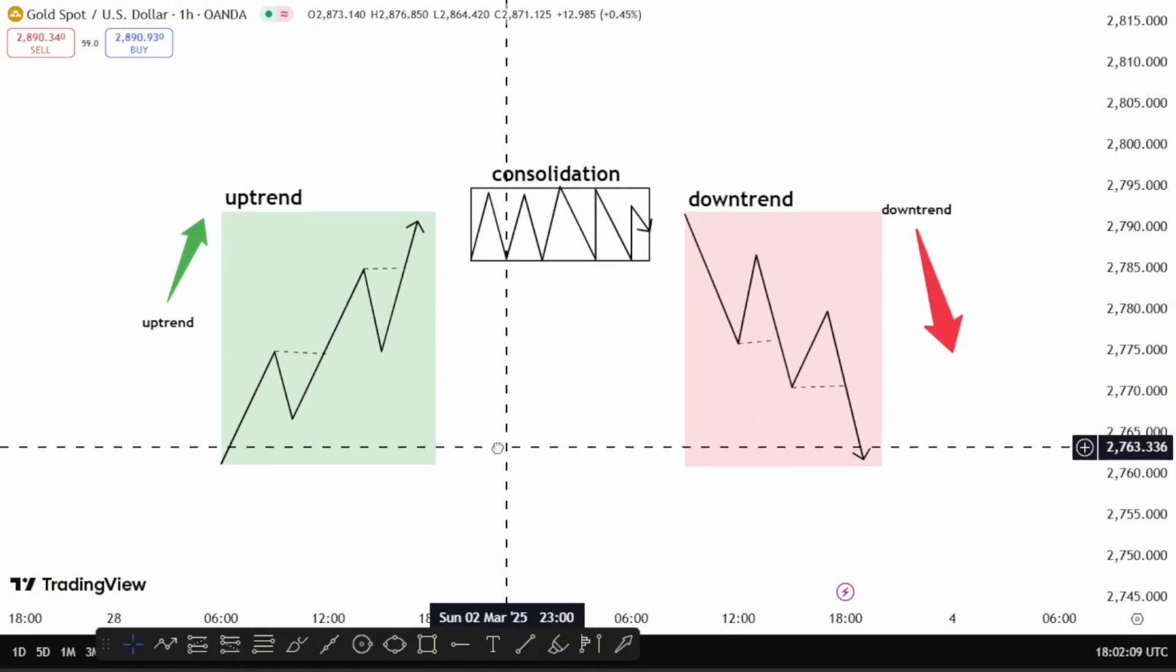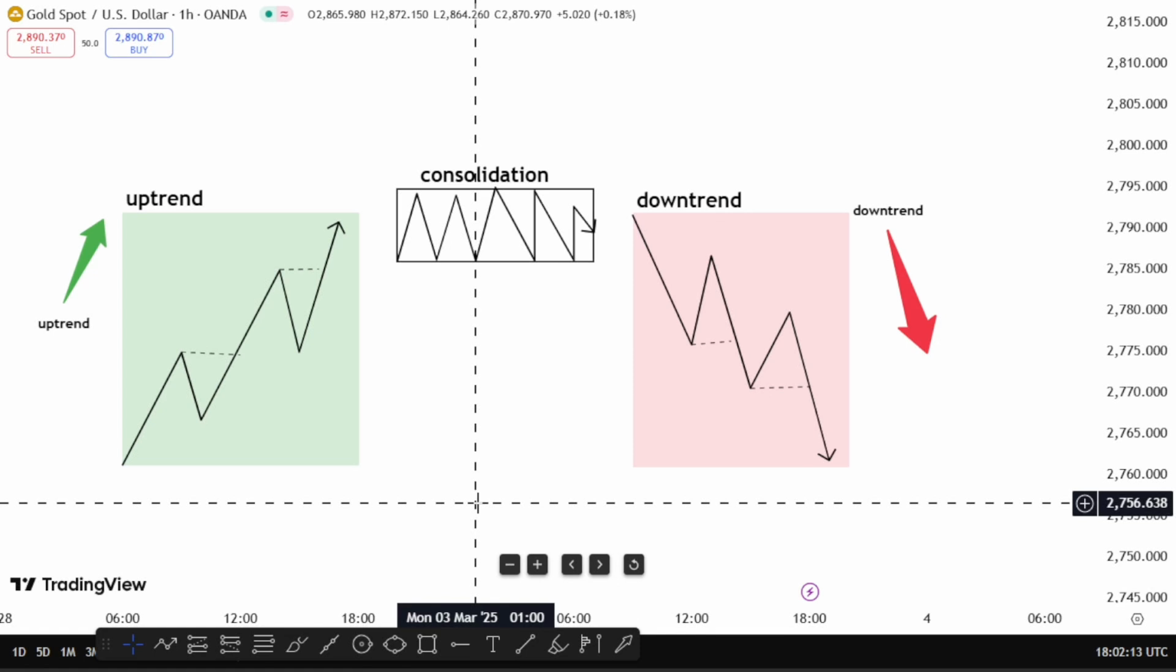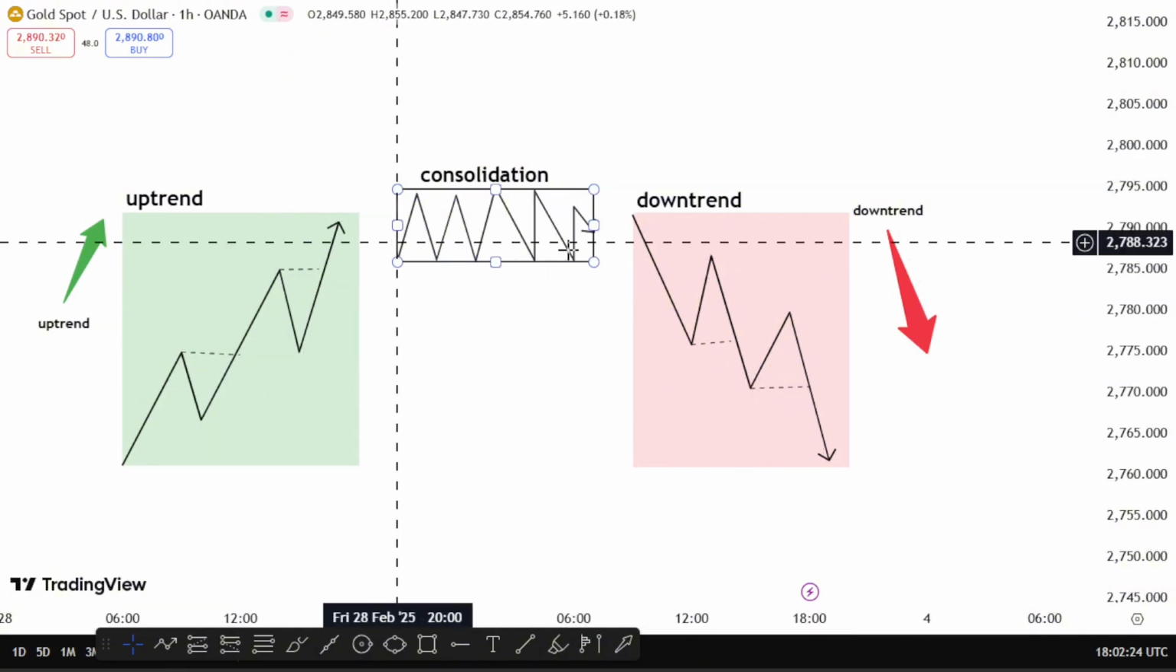So guys, first we are going to start with market structure. What is market structure? Market structure theory suggests that the market has three phases. We have the uptrend, the downtrend, and the consolidation.